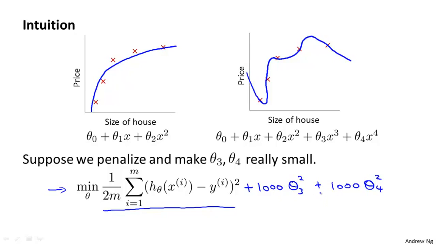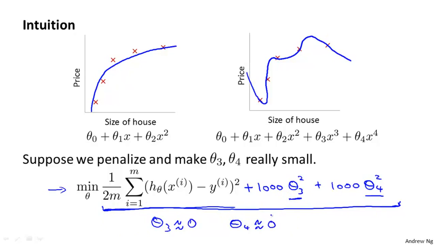Now, if we were to minimize this function, the only way to make this new cost function small is if theta 3 and theta 4 are small, right? Because otherwise, if you have 1000 times theta 3, this new cost function is going to be big. So when we minimize this new function, we're going to end up with theta 3 close to 0 and theta 4 close to 0. And that's as if we're getting rid of these two terms. And if theta 3 and theta 4 are close to 0, then we're basically left with a quadratic function. So we'll end up with a fit to the data that's a quadratic function plus maybe tiny contributions from small terms, theta 3, theta 4, that are very close to 0. And so we end up with essentially a quadratic function, which is good because it's a much better hypothesis.